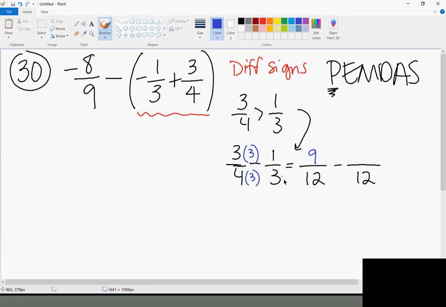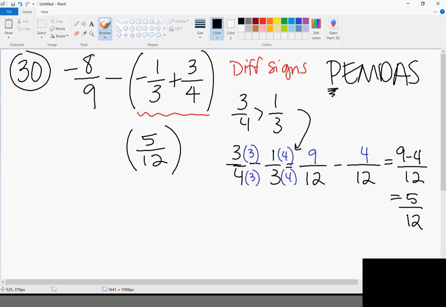So my equivalent fraction is 9 over 12. 3 times 4 is 12. So my equivalent fraction is 4 over 12. And so now we've got 9 minus 4 over 12, which is 5 over 12. So that's going to be in the parentheses here. Because again, we said that we're going to take the sign of the larger number, which is 3/4, is going to be positive, the difference, which is 5 over 12. So now let's bring down that negative 8 over 9 minus 5 over 12. And we really don't need the parentheses at this point, so I'm just going to rewrite it like this.